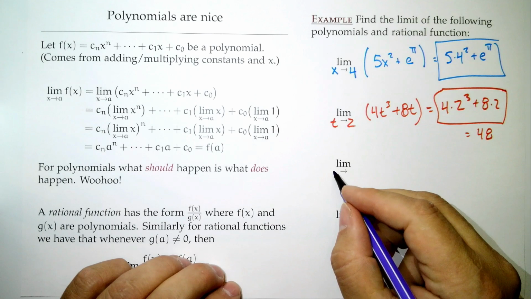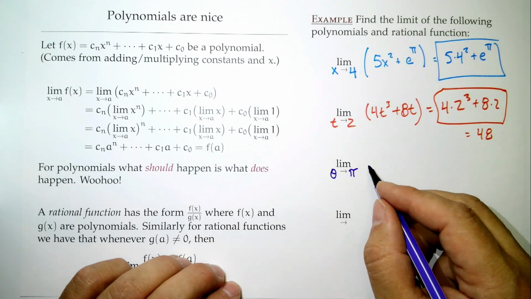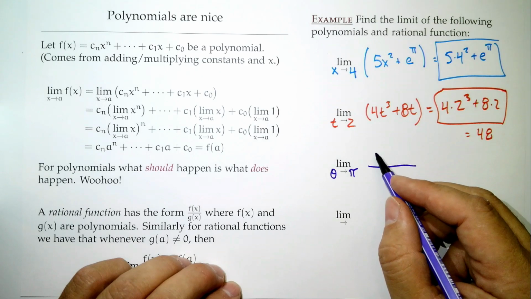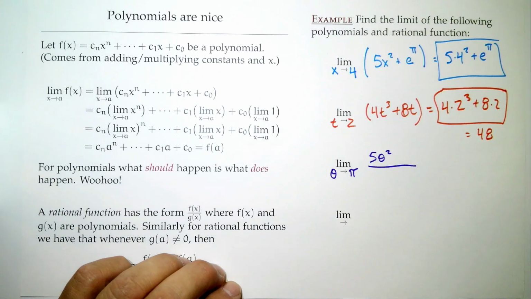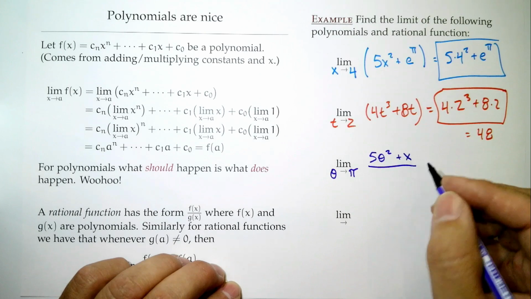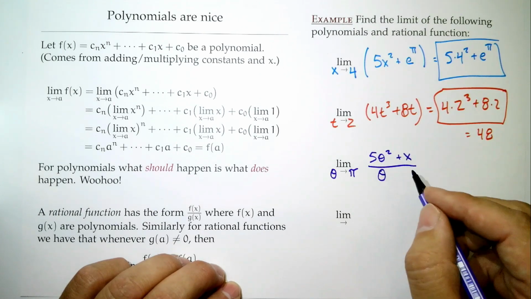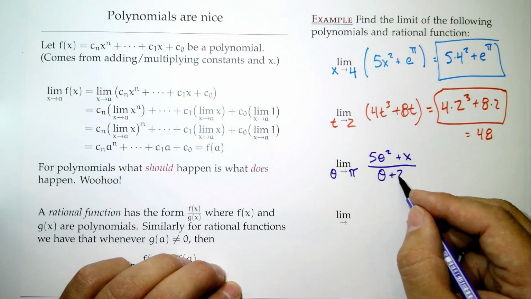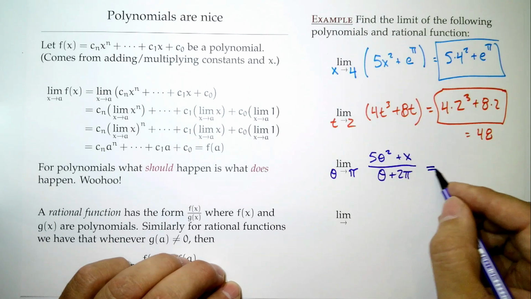Okay, theta goes to pi. All right, in the interest of time, 5 theta squared. Ooh, how confusing should I be? Very? I like that, thank you. Plus x over theta plus 2 pi. This is not very confusing, I hope. Okay, so there's the limit.